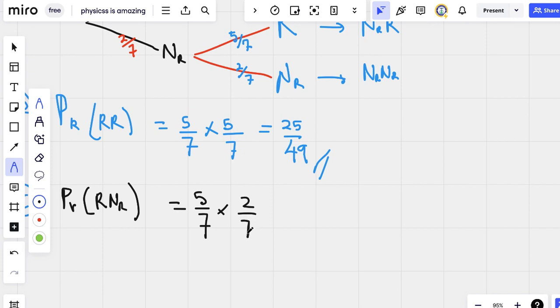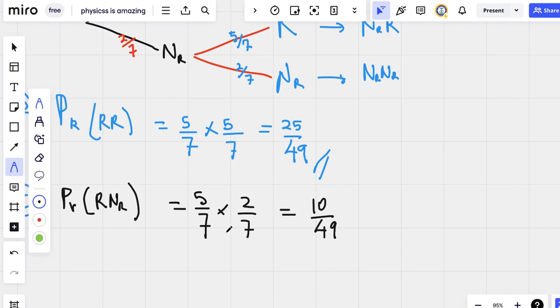That's why it's called a combined event. We're multiplying them. Okay? We cannot cancel out, so 5 times 2 gives 10 in the numerator, and in the denominator, 7 times 7 is 49. So this is 10 over 49 for this probability.